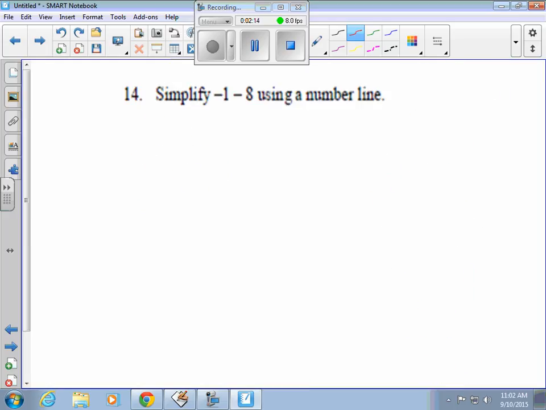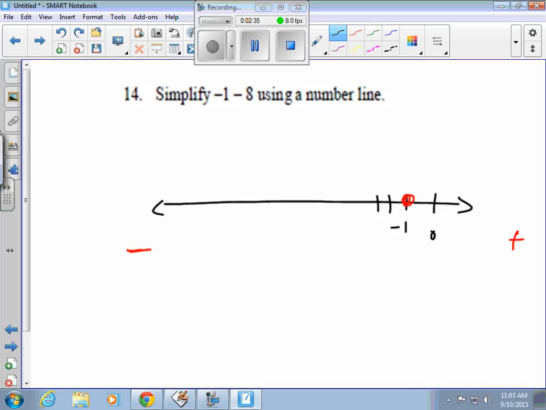14 says simplify negative 1 minus 8 using a number line. Something as simple as this. Negative 1 is where you're going to begin, so right there. Minus 8, you need to know your minus numbers are to the left and your positive numbers or your plus numbers are to the right. So if we start here, we want to subtract 8. We're going to go over 1, 2, 3, 4, 5, 6, 7, 8 more times when we move it from our negative 1. 8 times, and we'll have negative 9 there.